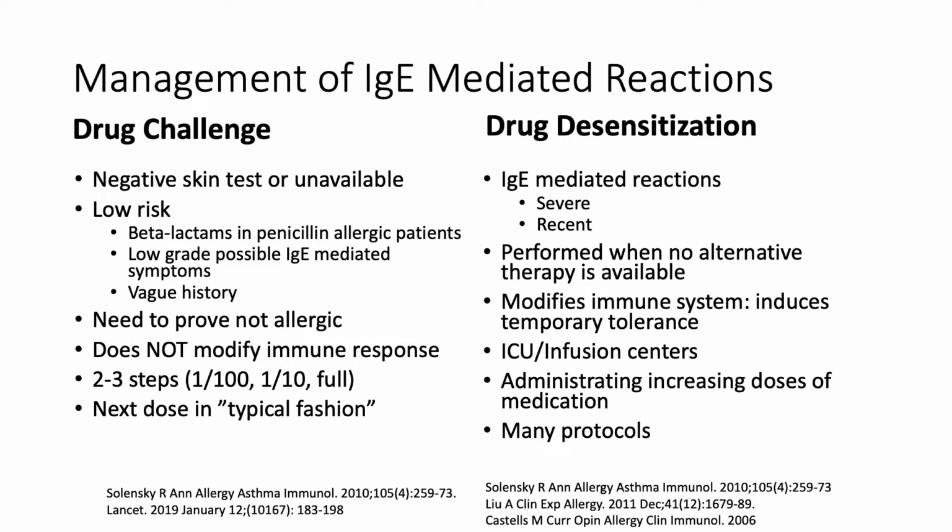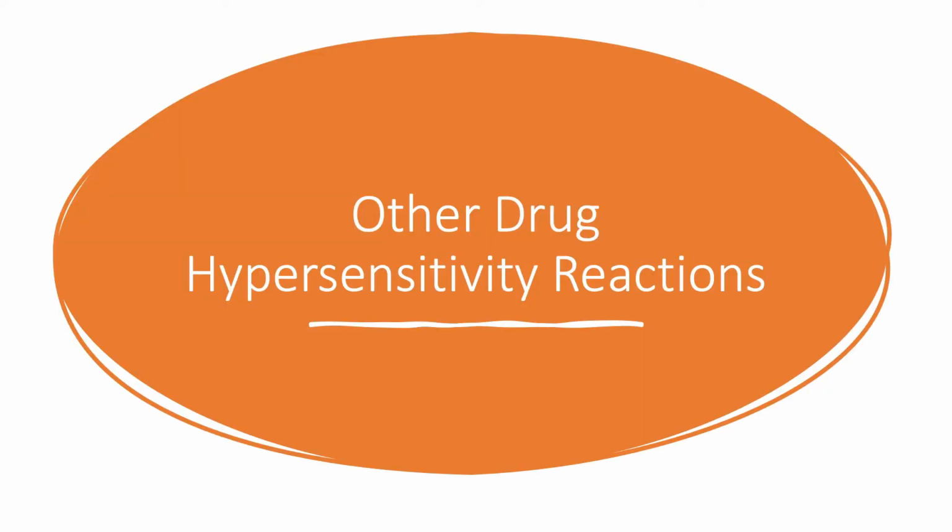Compared to a drug desensitization, which is where someone likely has an IgE-mediated reaction or an infusion reaction, and it's severe and recent, and this literally modifies the immune system by inducing temporary tolerance. They have to be done in the ICU or in infusion centers via a therapy plan and protocol. And we start with a very baby dose, and basically over a set amount of doses increase you up to the therapeutic dose, and basically slowly release the mast cells so that you don't get anaphylaxis. Many protocols are in place for certain antibiotics.